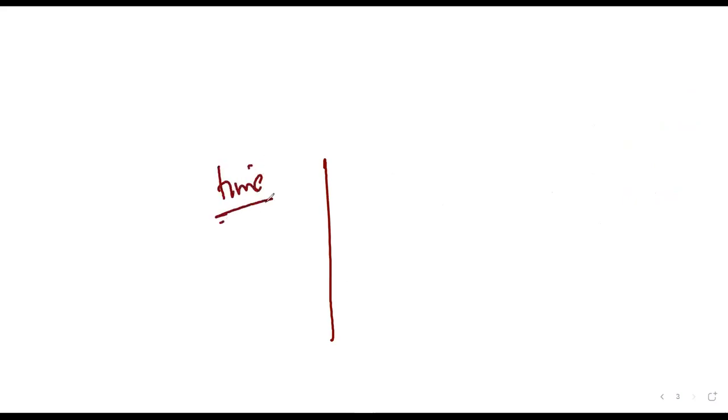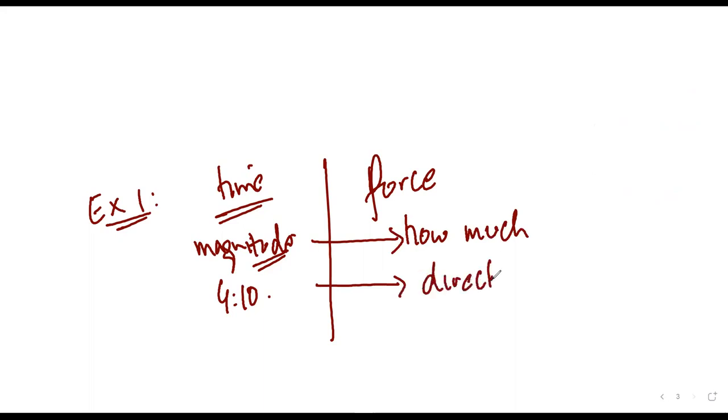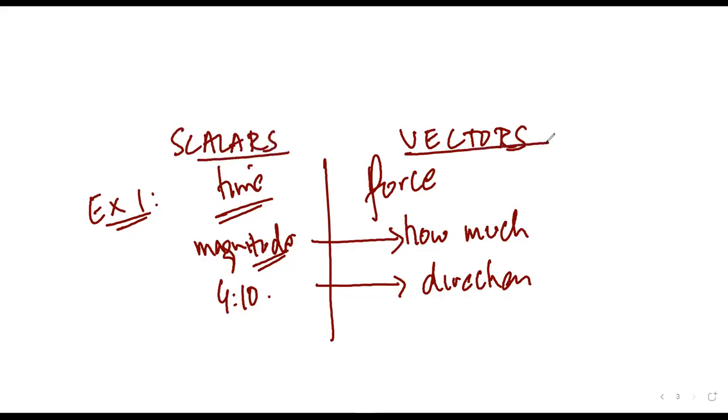So in physics, you will meet two kinds of quantities. The examples that we have taken are time and force. In time, only the magnitude matters. What is the meaning of magnitude? Magnitude implies how much the quantity is. For example, the time is 4:10. In force, you require the magnitude, how much, as well as the direction. For vectors, you need two things to be specified, but for scalars, you need only one thing. Mr. Satya, any confusion till now? No, sir.